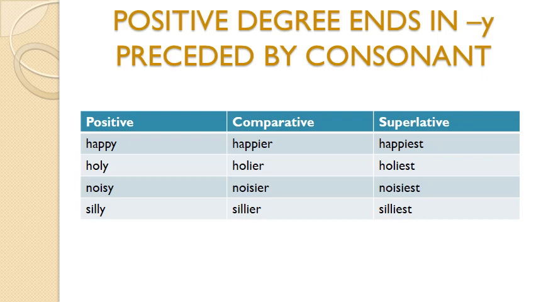Another example, holy. Again, y is at the end. So y is removed and i is placed in place of y, and er and est are added. So it becomes holier and holiest. Noisy. Y is there at the end. So noisier and noisiest. In each of these cases, y is replaced by i, and er is added to make it a comparative, and est is added to make it a superlative.